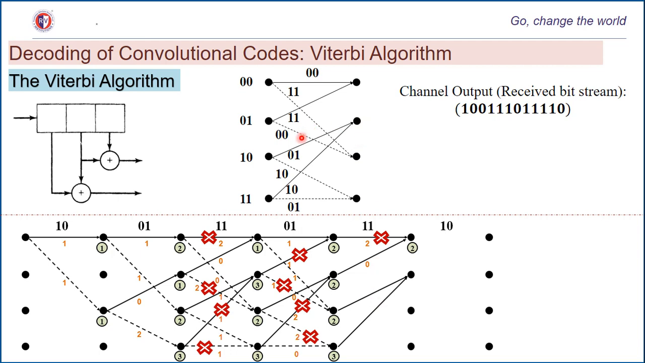The second node has input from these two with outputs 0, 1 and 1, 0. Comparing with the actual received sequence, you will have path metrics as Hamming distances of 1, 1. And as you know, 3 plus 1, 4 is a higher path weight. We should eliminate that and retain 2 plus 1, 3 as the updated path metric for the state B node.